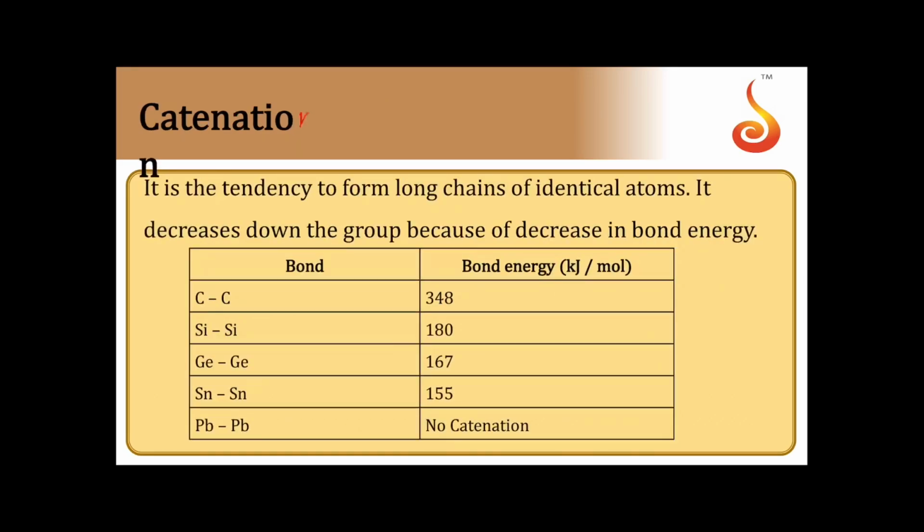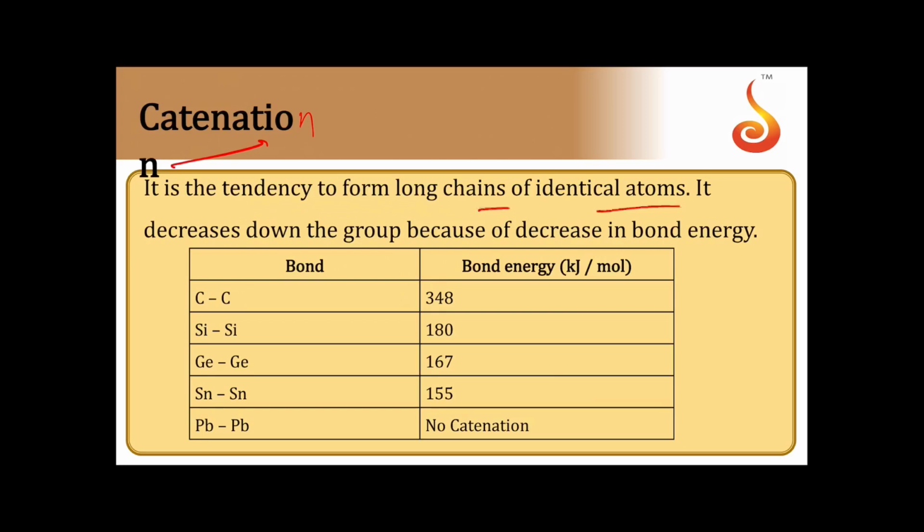Then comes catenation property. That is catenation property. It's a tendency to form long chains of identical atoms. If you are observing the bond energies, the extent of catenation is decreasing down the group.